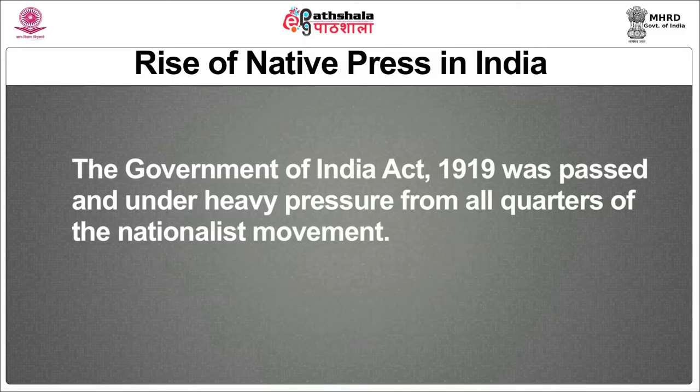A demand was made to the Government of India to repeal the Press Act of 1910. The Secretary of State took the initiative, and earlier objections to certain provisions of the Act were considered, but they were later postponed. The Government of India Act 1919 was passed, and under heavy pressure from all quarters of the nationalist movement, some initiatives were underway to amend the Press Act of 1910, but that did not happen.